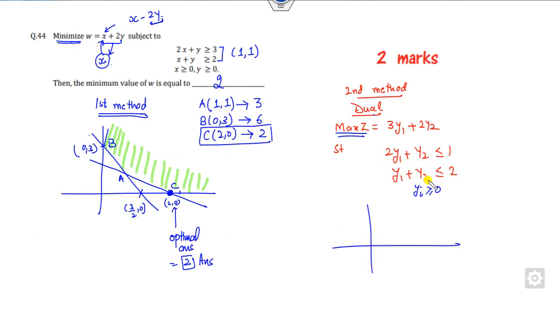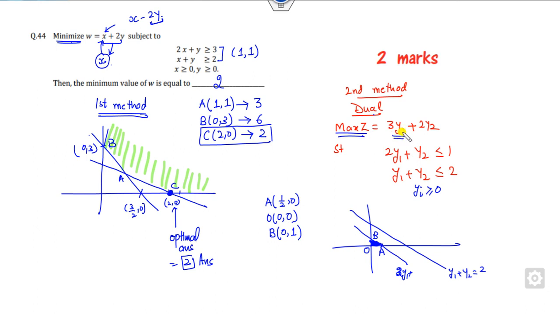Now again you can solve this graphically. This is the line corresponding to y1 plus y2 equals 2, and another line is here. This is the feasible area corresponding to them. What are the coordinates of A, B and O? This is the line corresponding to 2y1 plus y2. So what is the coordinate of A? This is nothing but (0.5, 0). O is (0, 0). The coordinate of B is (0, 1). Now how can you maximize it?